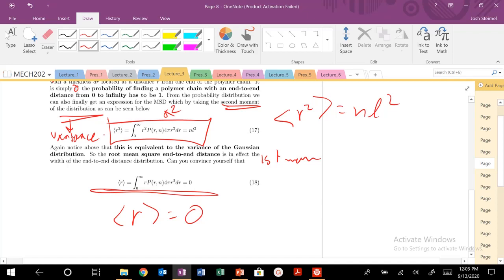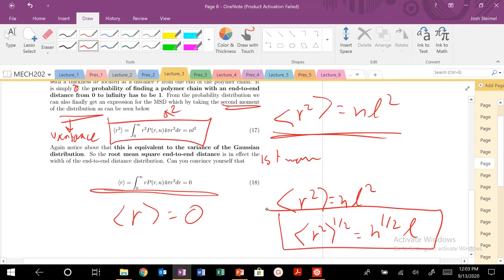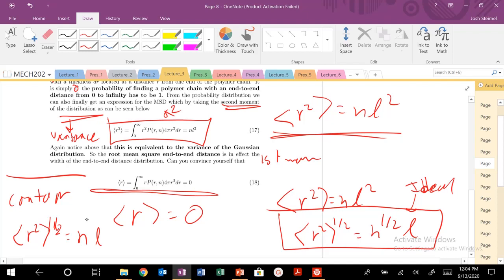Now, the cooler thing that we see here is that for this ideal chain, or fully jointed chain problem, we know that now my R squared equals N L squared. Additionally, I know that my R squared to the 1/2, my root mean squared end-to-end distance, is N to the 1/2 L. So I found my scaling behavior for this function. Now, how does this compare to the contour length? For my contour length, the fully extended chain, I found that my R squared to the 1/2 was equal to NL. That's it. And this should make sense as well.